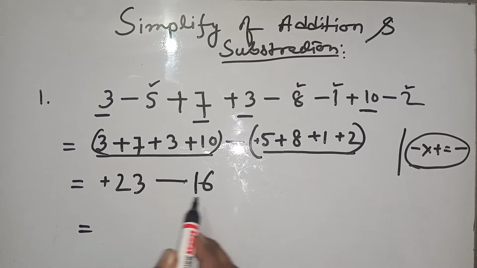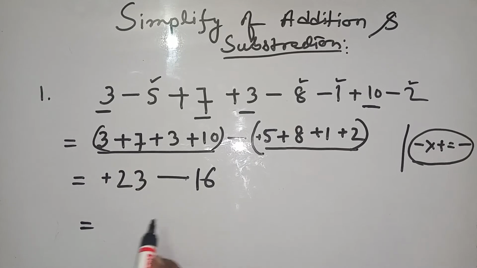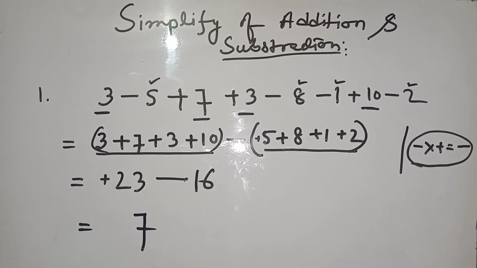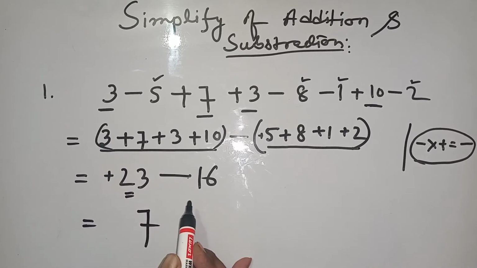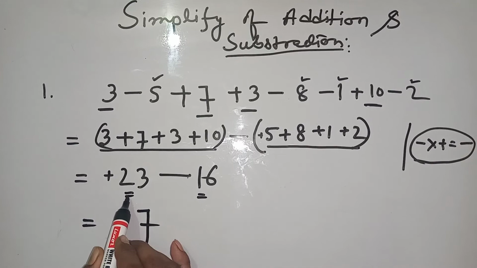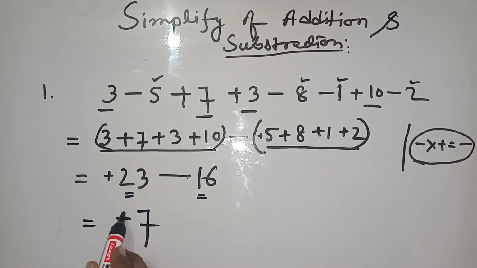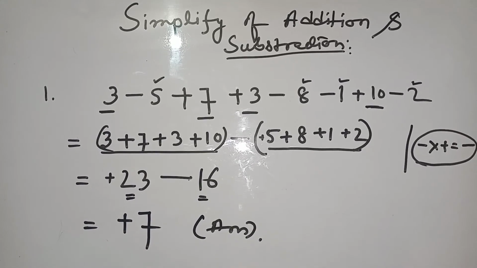That means 23 minus 16. 23 minus 16, it will be 7. Now give the sign. Here 23 is greater and 16 is smaller. The sign of the greater is plus. That means you give plus sign. This is the answer. Okay.